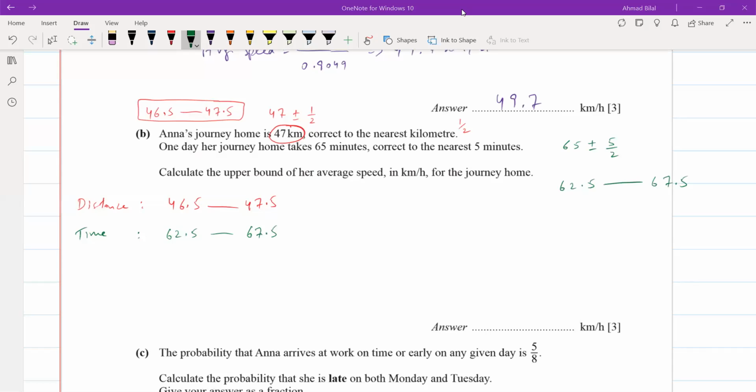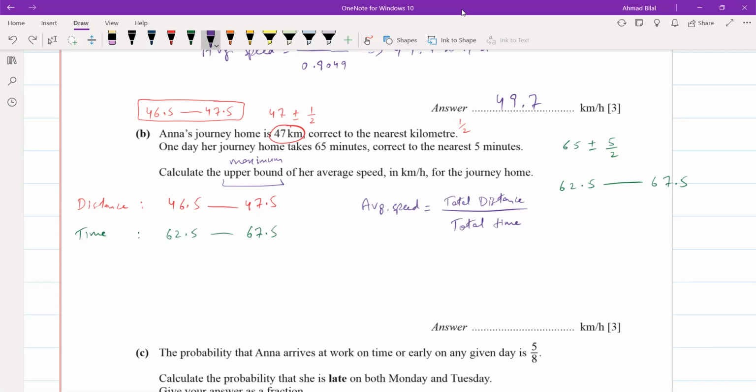Now we have to find the upper bound of the average speed. Upper bound of the average speed. Average speed का फॉर्मूला हमारे पास क्या होता है? Average speed is total distance divided by total time. अब इसकी हमें upper bound चाहिए, इसकी maximum possible value. Upper bound का मतलब क्या है? इसकी maximum possible value क्या हो सकती है, right? Now what do you do for that? Do you just take the maximum values here? Do you just take 47.5 and 67.5?